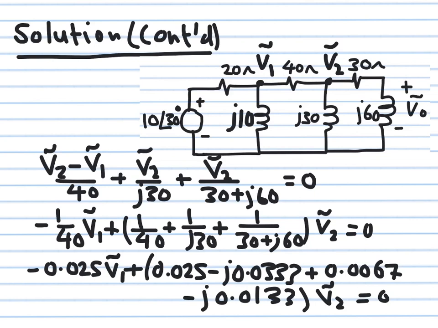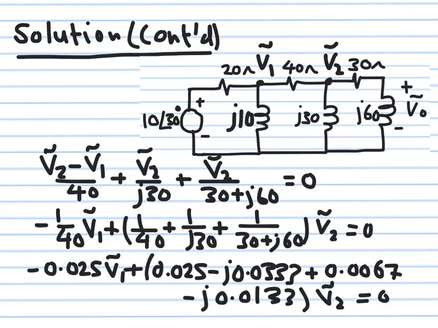Okay, we write the KCL at node number 2 here. So we say the sum of the three currents flowing out from this node is equal to 0. This current here is V2 minus V1 divided by 40. This current here is V2 divided by j30. This current here is V2 divided by this combined impedance to ground. So this is V2 divided by 30 plus j60. So I wrote here all these three currents, okay?